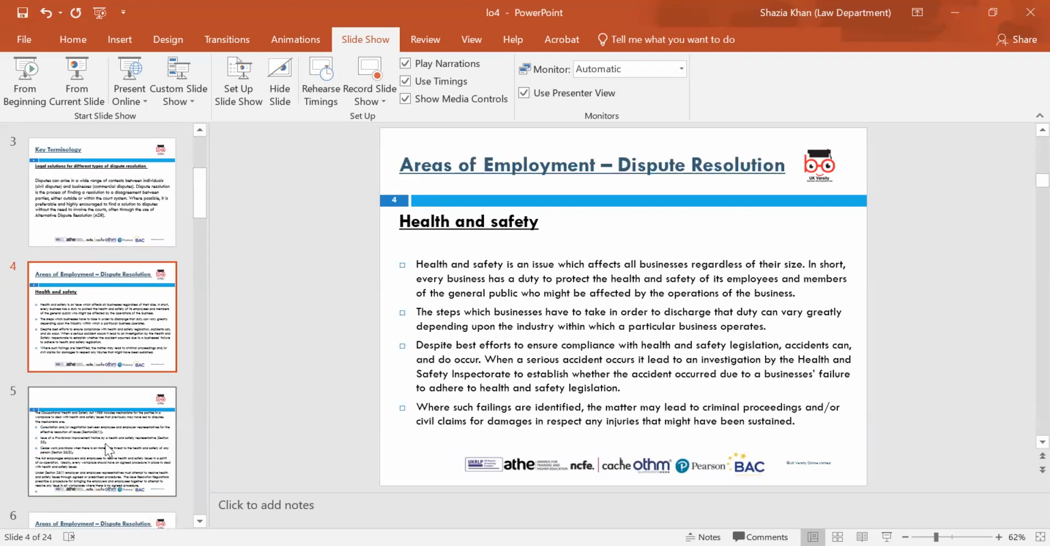So in areas of employment dispute resolution, health and safety is a big area. Why do you think health and safety is such a big area?